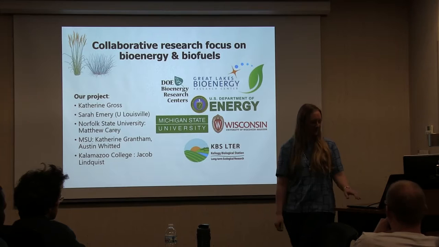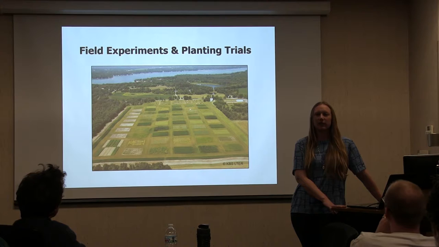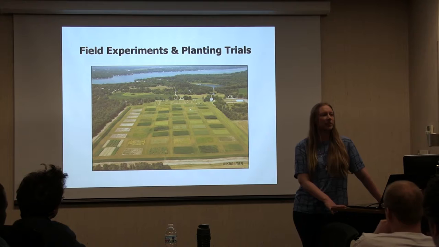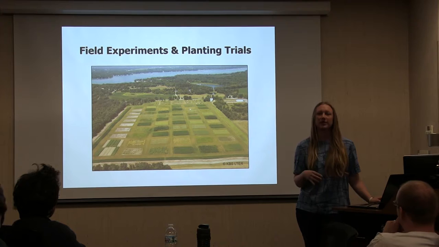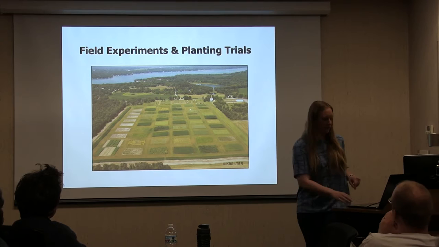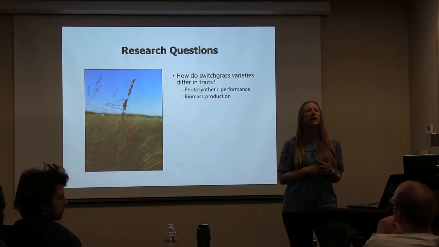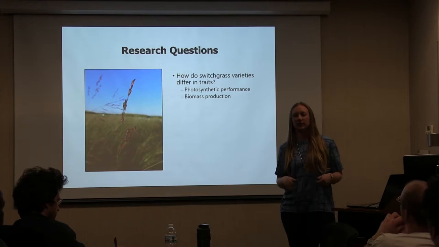At the Kellogg Biological Station, just to give you a little background, we have these really large field experiments and planting trials looking at different bioenergy feedstock cropping systems. These range from conventional corn to corn soybean rotation to perennial crops like switchgrass. My research focus has been on the switchgrass varieties and genotypes that they have planted here. I'm going to talk really briefly about two different projects that I used PhotosynQ in. Our first research question was understanding how switchgrass varieties differed in traits. I was really interested in looking at lots and lots of different traits for above ground and below ground characteristics of Panicum virgatum, which is the switchgrass they're growing there.